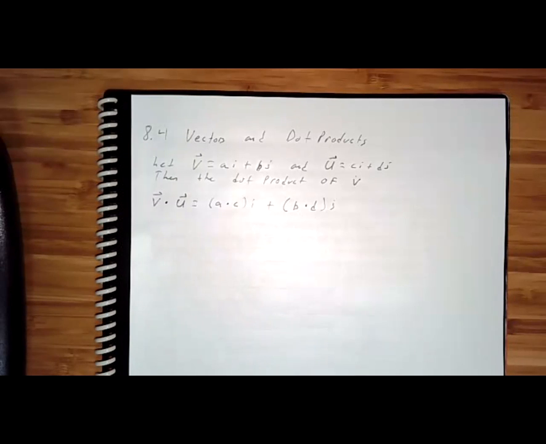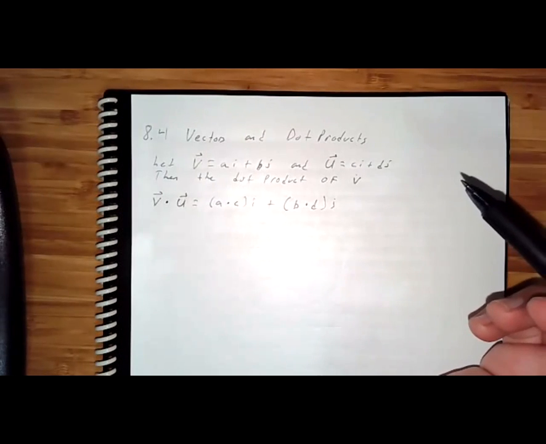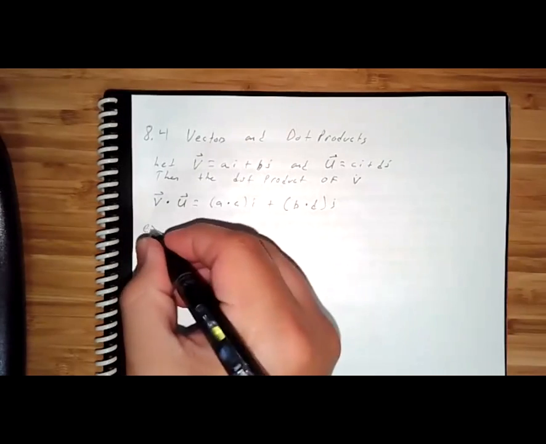So dot product is basically a multiplication of vectors, but it's its own style. So here, let me show you how it works. The formula is up top.